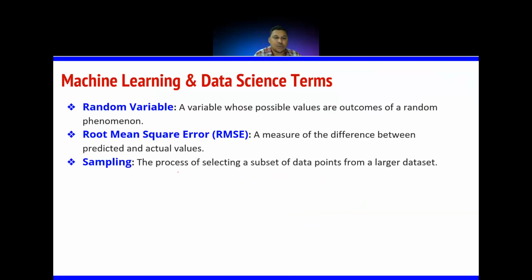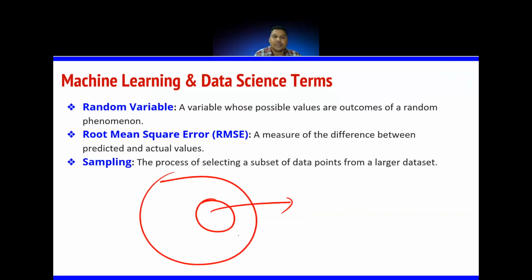Sampling. What is sampling? When you have a large data set, the process of selecting a small sample from a large data set is called sampling. The output of the sampling technique is a sample. We get a sample by randomly selecting a few data points from a large data set.